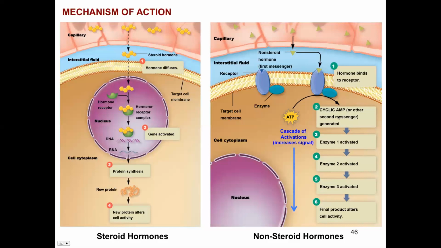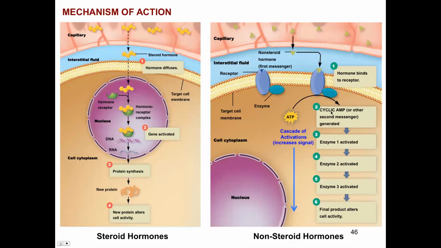And this is your second messenger. So the first messenger is your hormone. Cyclic AMP is your second messenger. And you're not going to just make one cyclic AMP. You're going to make a whole whack of them, all right? And that cyclic AMP is then going to activate another enzyme, and another one, and another one, and another one.